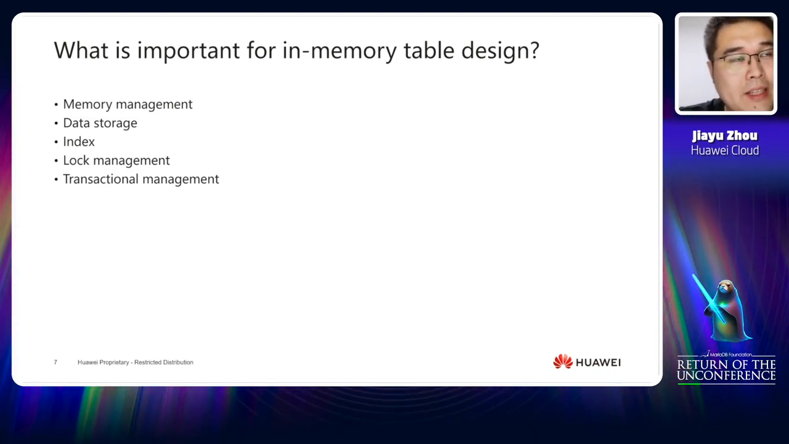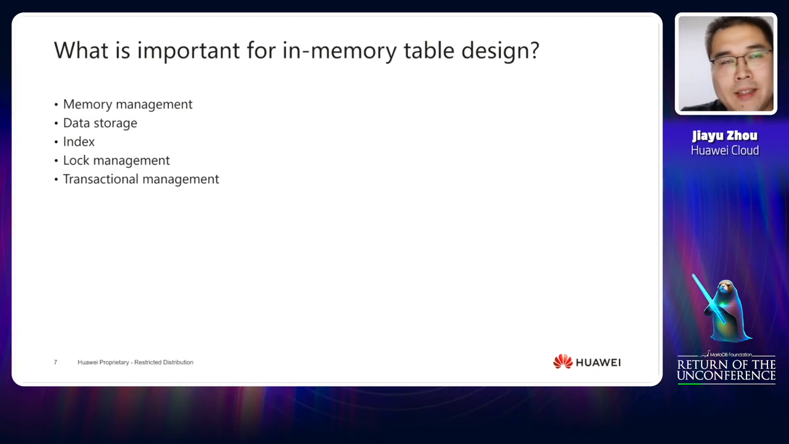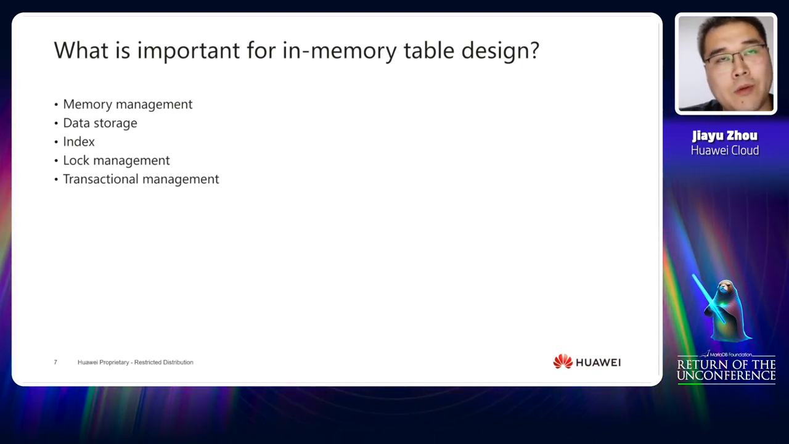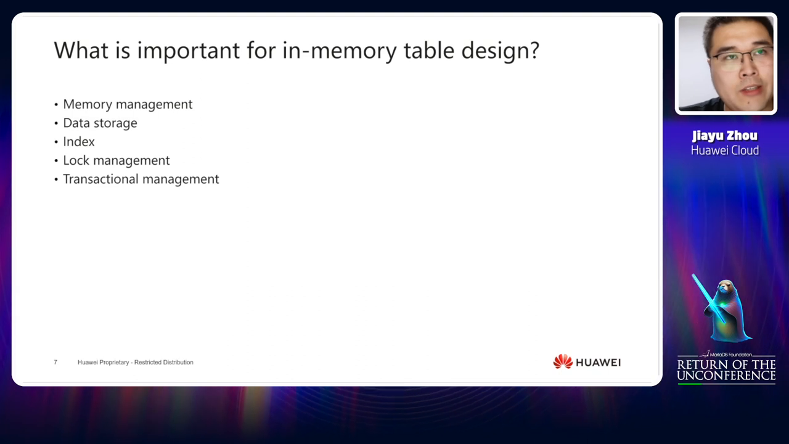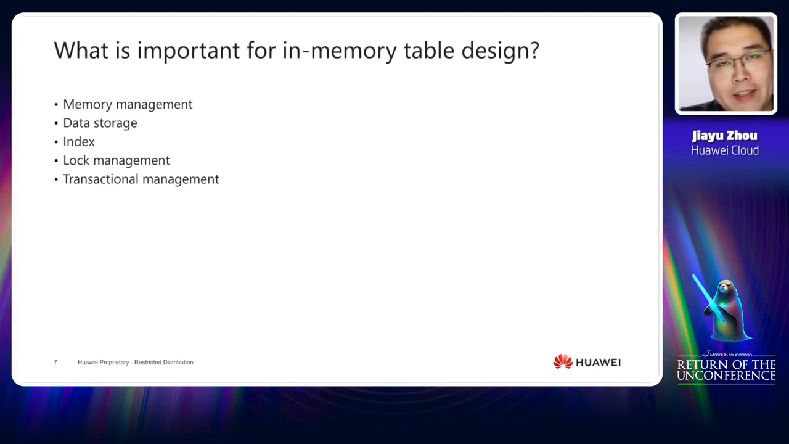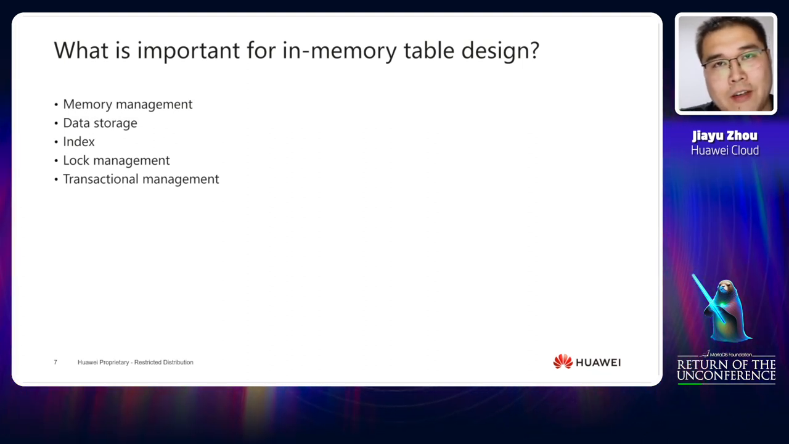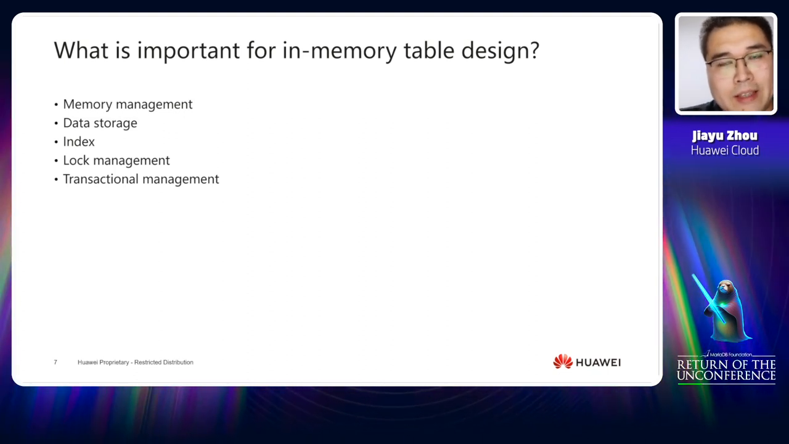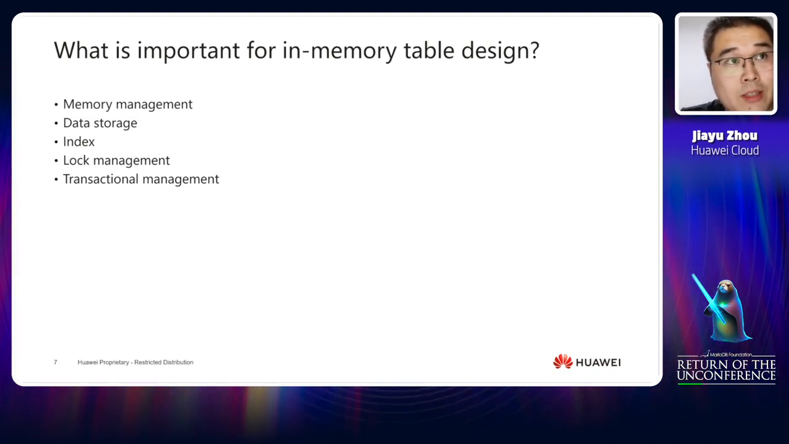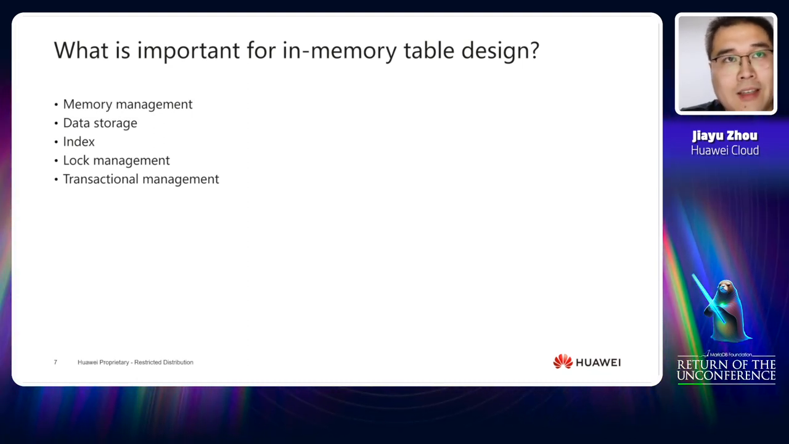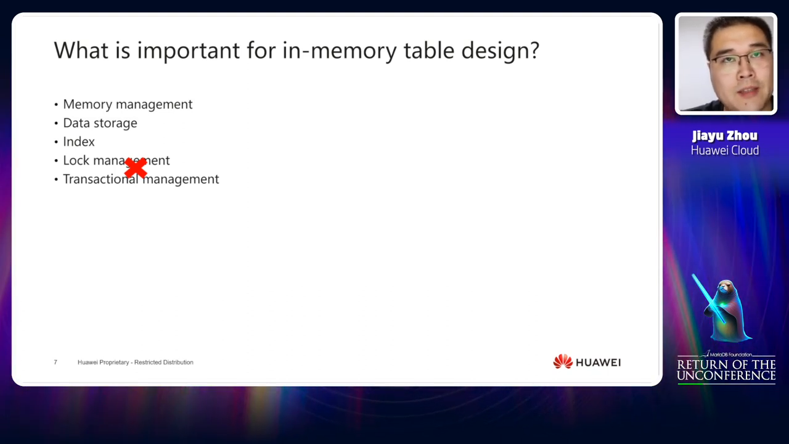The last two are lock management and transactional management. They are important for table design, but for internal temporary tables, they are not very important because internal temporary tables are only created by the optimizer or executor. We cannot control them. They are created after the query begins and closed before the query ends. So lock management and transactional management is not that important. So in this slide, we just talk about the first three aspects.